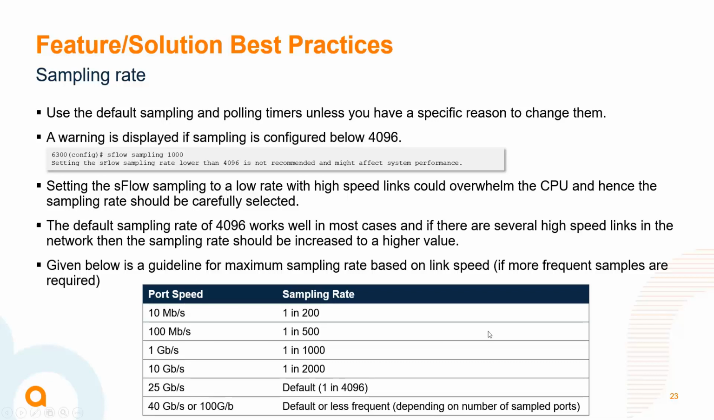This is a table that is provided as guidance if you need to decrease the sampling rate for whatever reason the customer would need. In that case, this would be the maximum sampling rate that is recommended. So for 10 meg, that would be 1 over 200, 100 meg, that would be 1 over 500, and so on. For 10 gig, that would be a maximum of 1 over 2000. Obviously, it will depend a lot on the traffic and the volume of traffic that you have on those circuits.